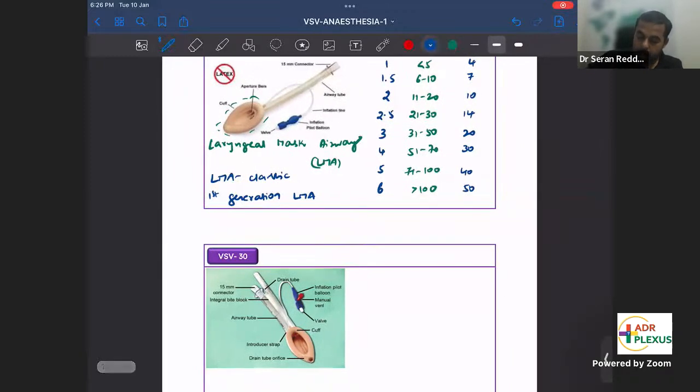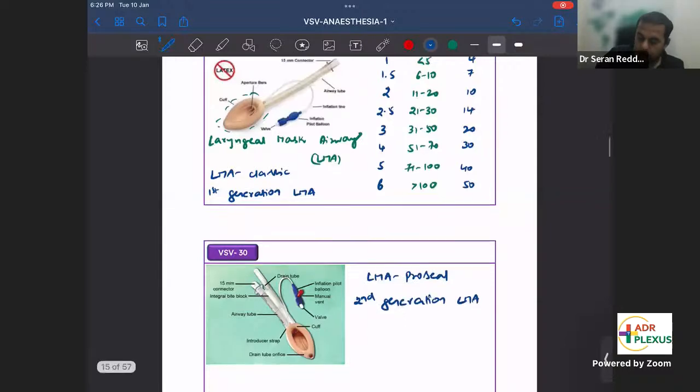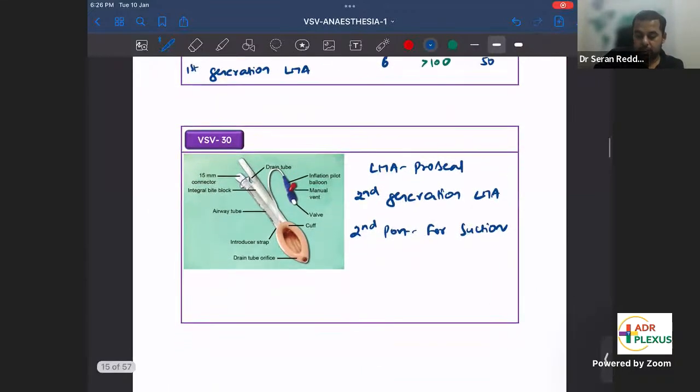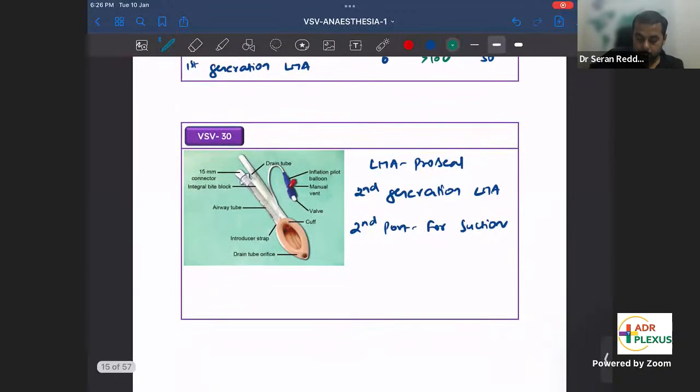And this is LMA ProSeal. This is the second generation LMA. If you see this second generation LMA, it has one port for air and another port for suction.